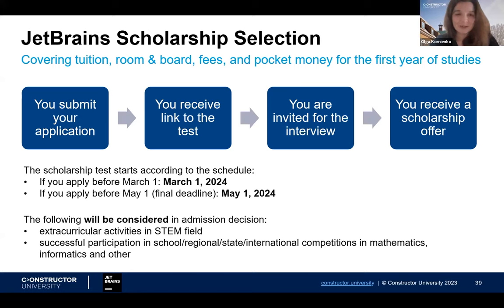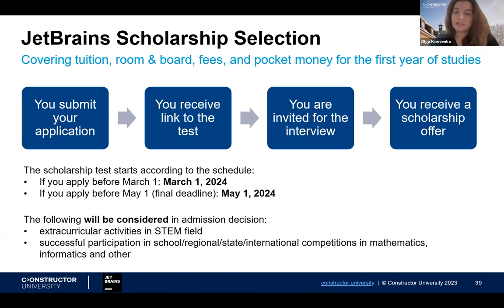If you don't get your scholarship, you can join the university with a regular admission decision with other scholarships, which I already mentioned. This is a scholarship by GPA and tuition deferral, so it's still possible. Please try, go for the test, the interview, try to get this JetBrains scholarship.